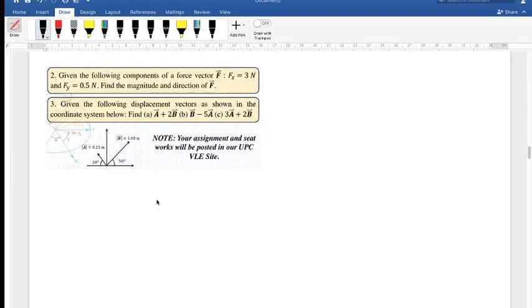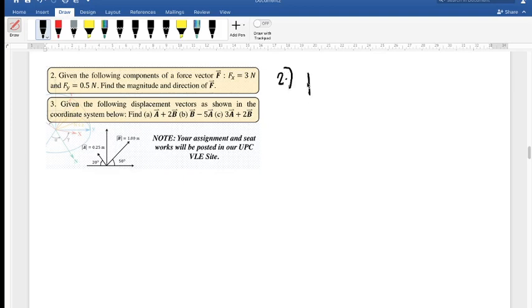Hello, let's answer sample problem number 2. Given the following components of a force vector F, Fx is equal to 3 Newton and Fy is 0.5 Newton, find the magnitude and direction of the force vector. You are given the components, so let's proceed with the magnitude. So this is number 2.